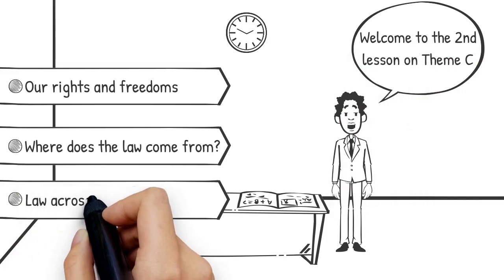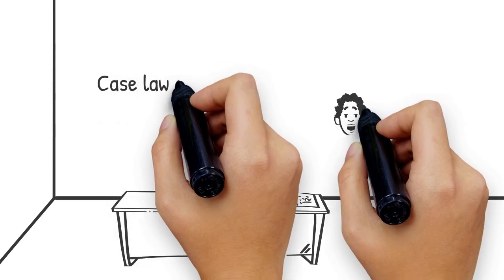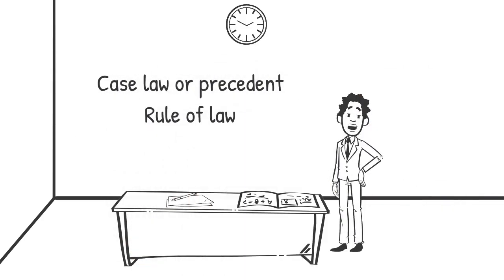Welcome to the second tutorial on Theme C. It's a good idea to take notes on the key points I mention. We will be looking at how law protects our rights and freedoms, where our law comes from and the law across the UK. Case law or precedent means that once a decision has been made in a court it becomes a law in all future cases containing the same material facts, and it must be followed by all lower courts.